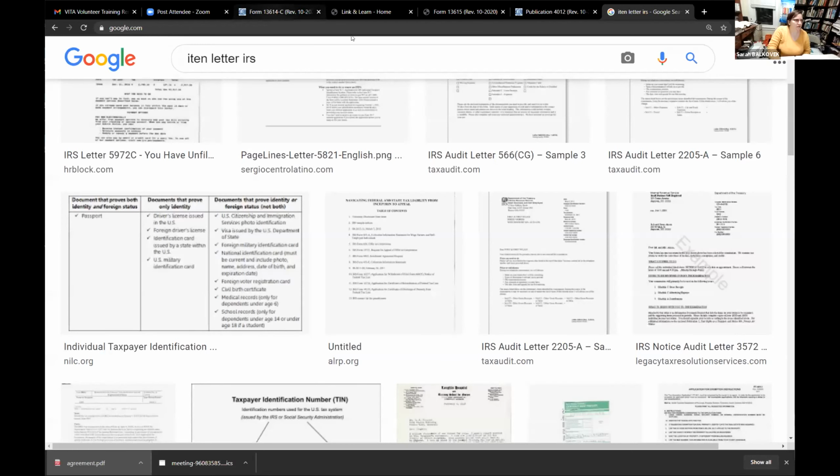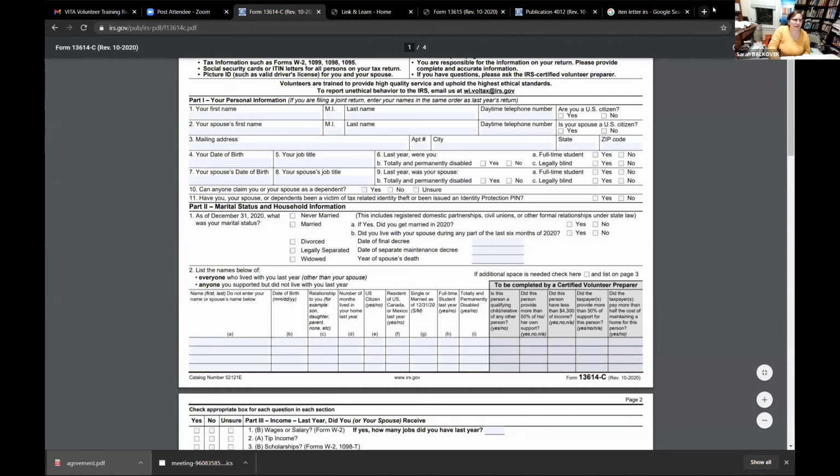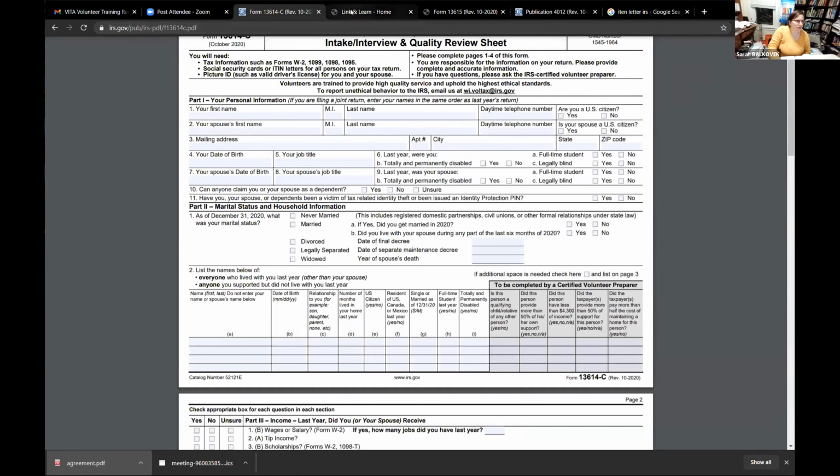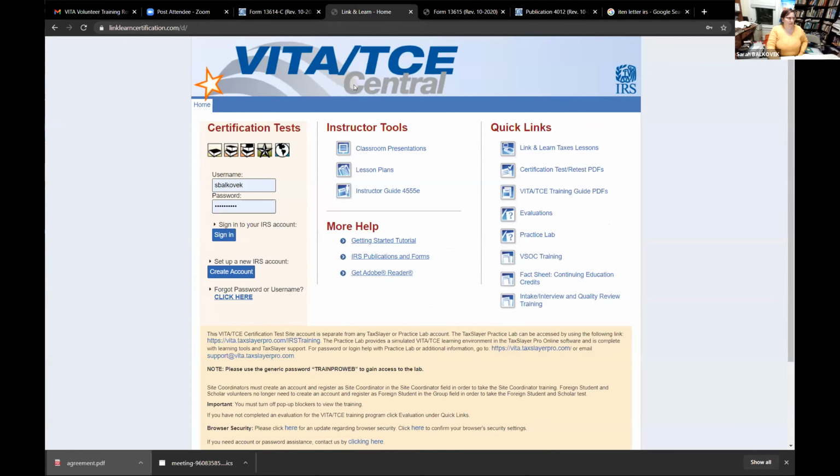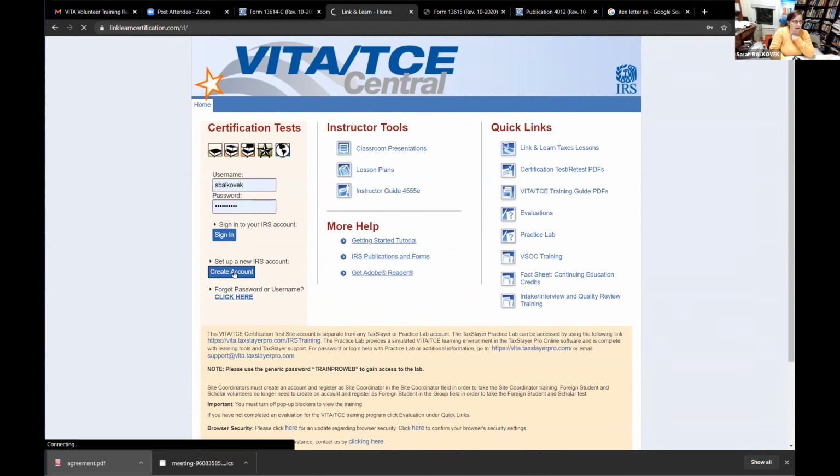And we're going to go to LincolnLearnCertification.com. This is an IRS website, specific to this data. Some people may have their logins from last year. If not, it's LincolnLearnCertification.com, and you can come down here and just create an account.